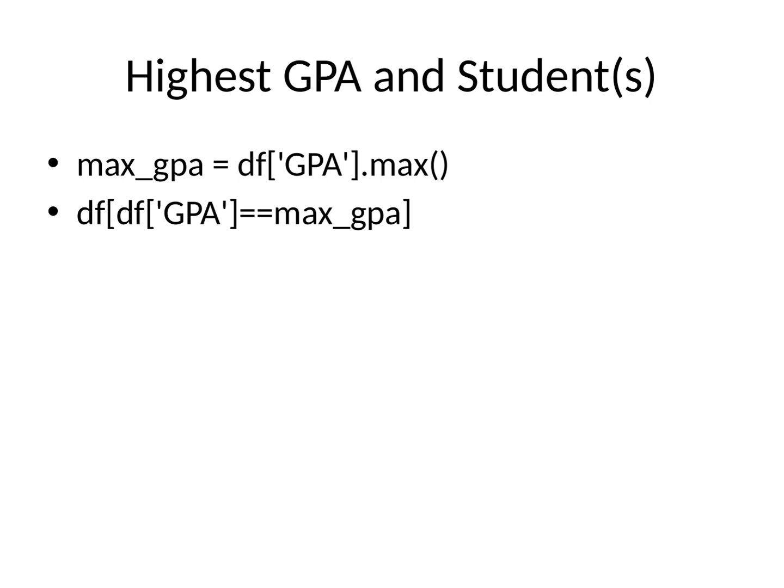How about this code? This finds the highest GPA by taking the maximum value from the GPA column and saving that as max GPA. Then filter the data frame to keep only rows where the GPA matches max GPA. This returns the student or students with the top score.